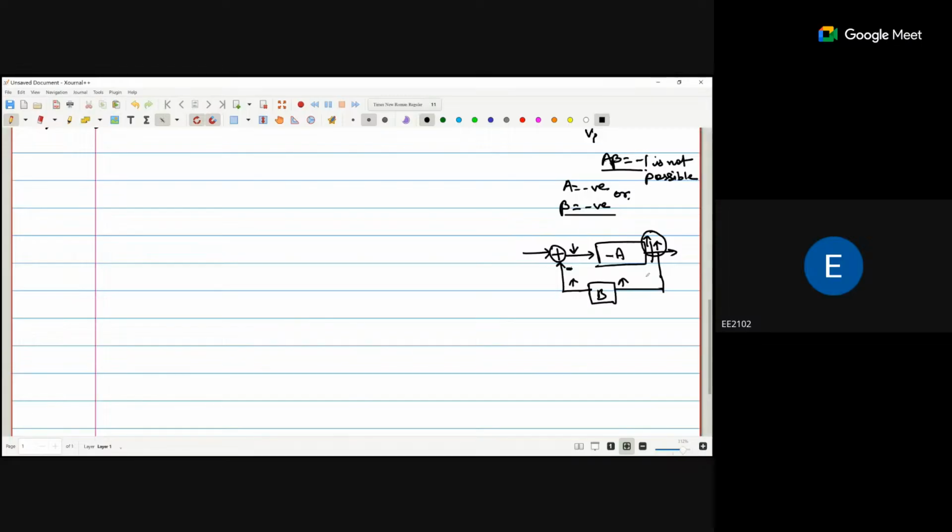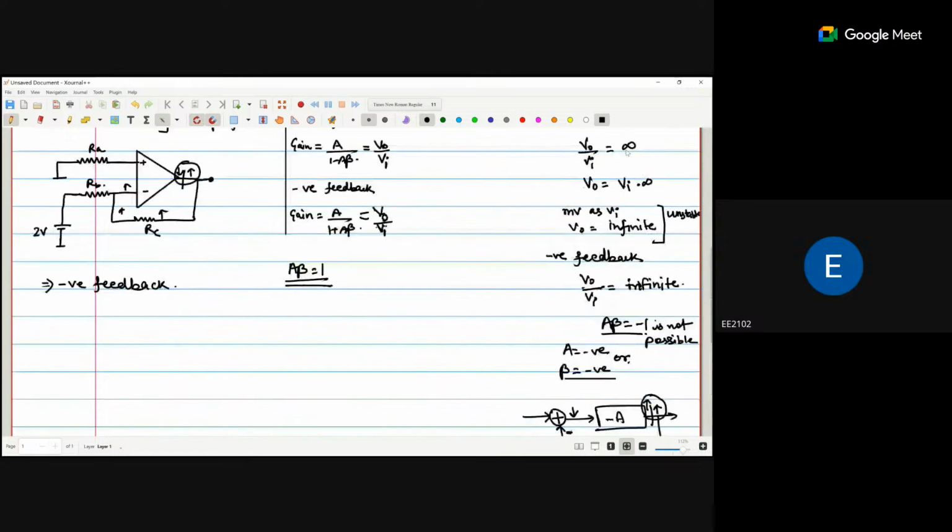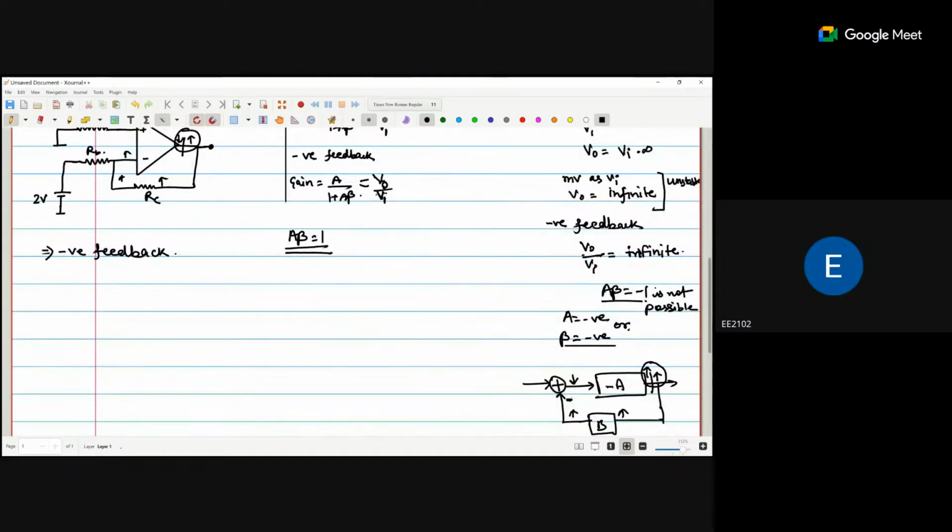Because of the negative feedback, and because of this minus A or minus beta, both are multiplied, so it becomes a positive feedback. So A beta equal to -1 is not possible. That means in every scenario, if we use the negative feedback, it is always stable. Clear? So we use the negative feedback only. Understood?